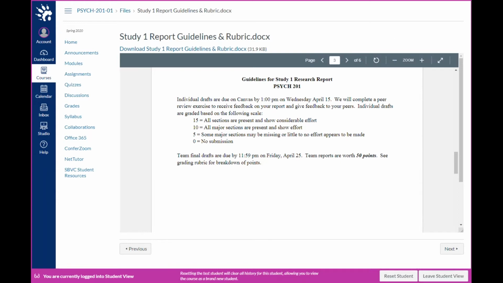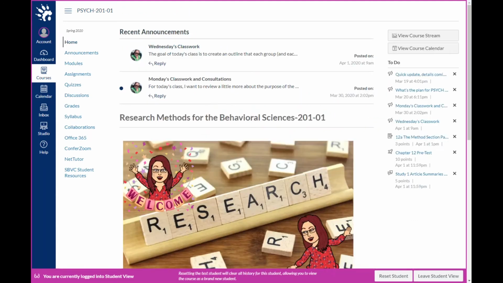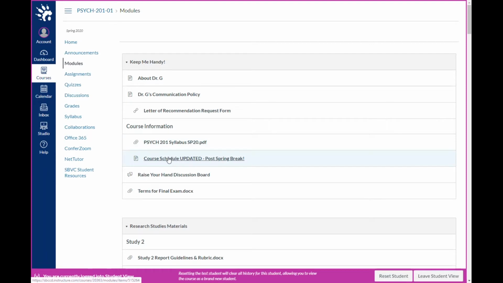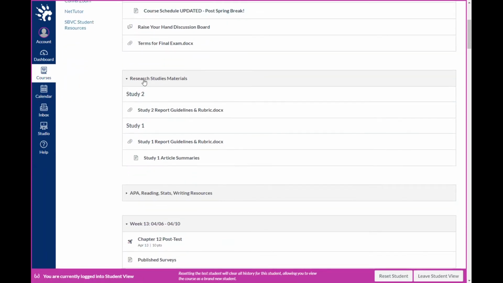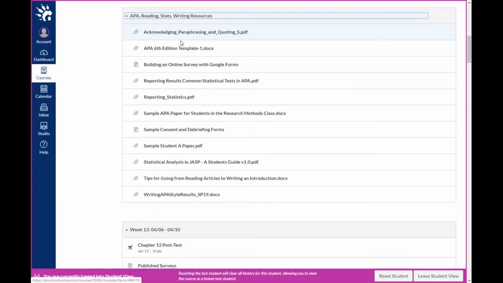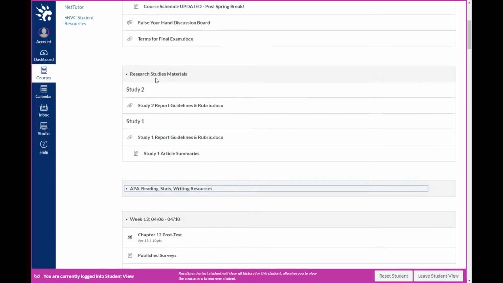Also, there are lots of resources available if you go into modules. I will come back to the course schedule. So there's the research study materials, the report, the guidelines and rubrics are up. There's also all these materials on practicing APA style, paraphrasing, building surveys in Google Forms, lots of statistics and APA results writing things, tips for going from reading an article to writing an introduction, the JASP handout. So all of that information is here for you to use as resources as well.